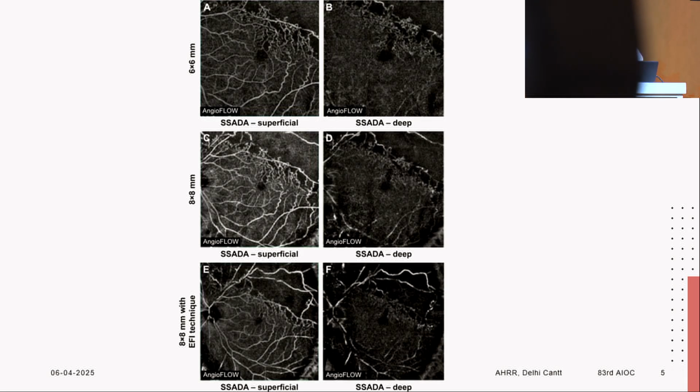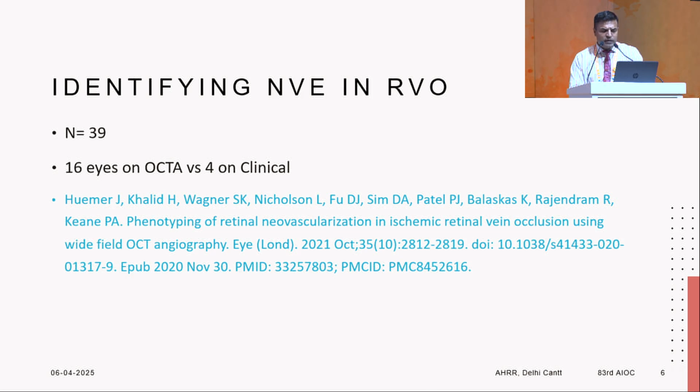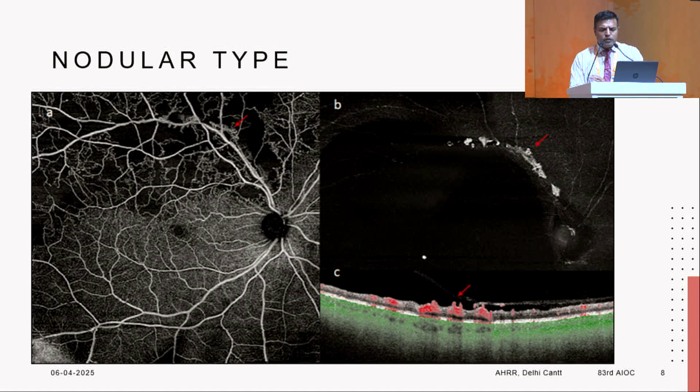And based on their findings, they were able to chalk out the CNP areas in BRVOs and were thinking of advising therapies for the same. By 2020, the research had developed to an extent that we were able to identify neovascularization elsewhere in cases of BRVO and even document them as either CFN type or a nodular type as seen in these cases.